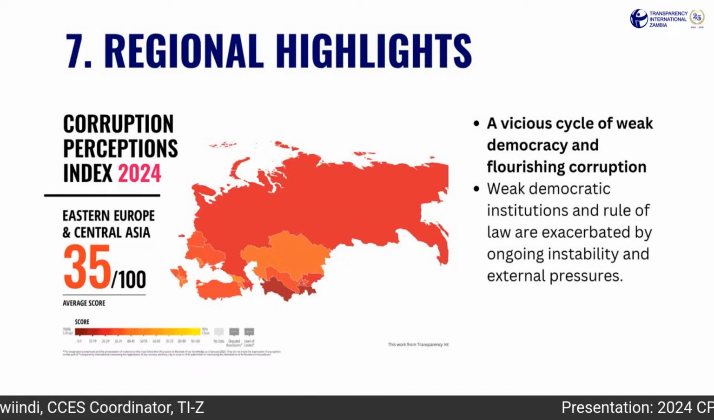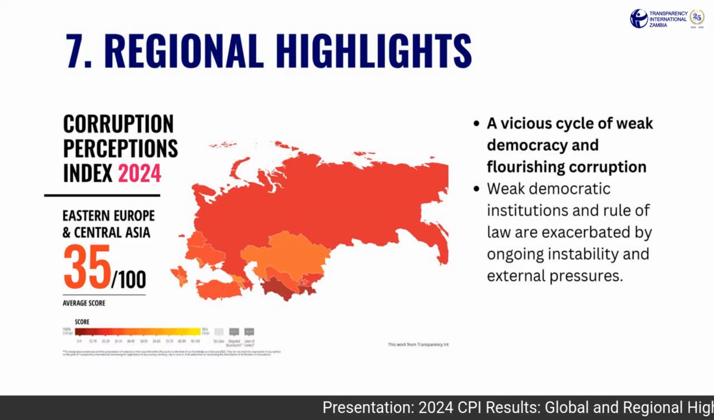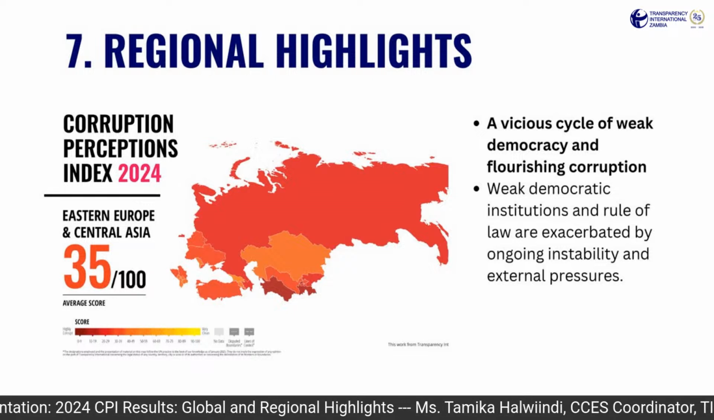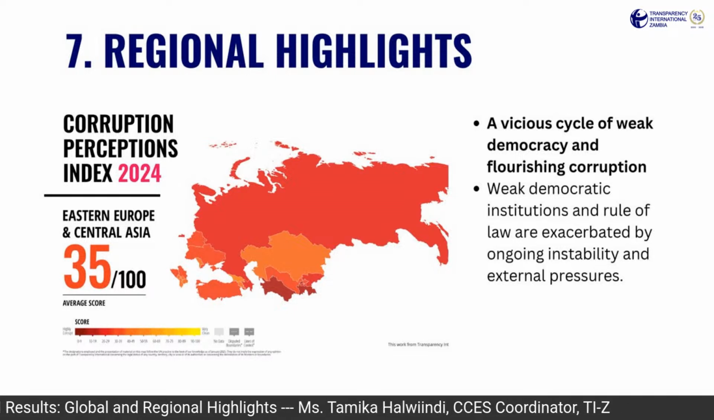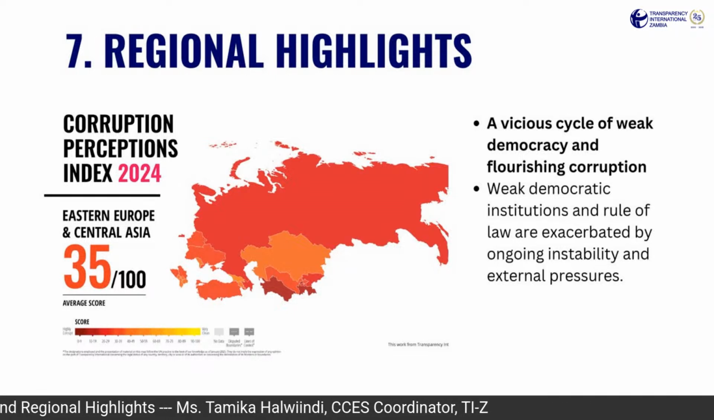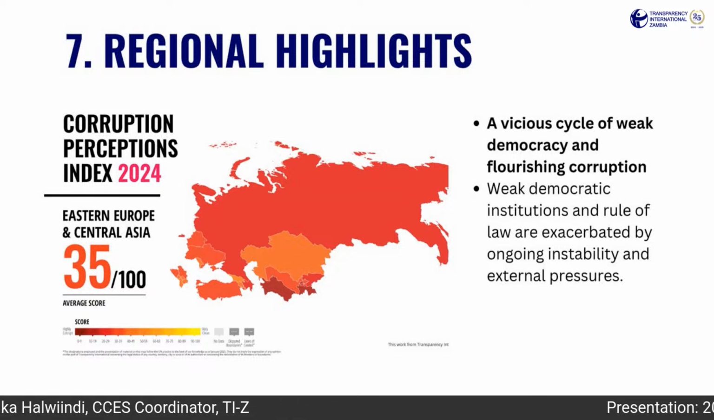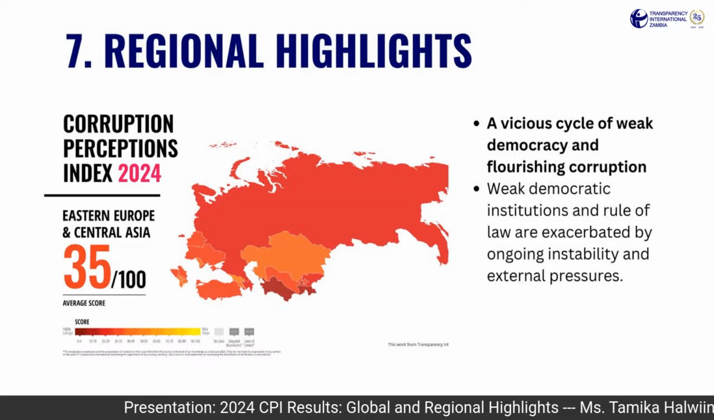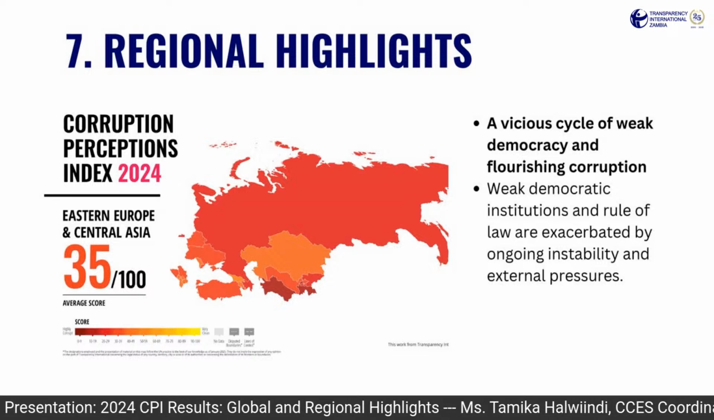Eastern Europe and Central Asia has a score of 35 over 100. So this is the region that is second from the bottom of the 2024 CPI. And in this region, what we're witnessing is a vicious cycle of weak democracy and corruption, and also weakening democratic institutions that are contributing to higher perceived levels of public sector corruption.